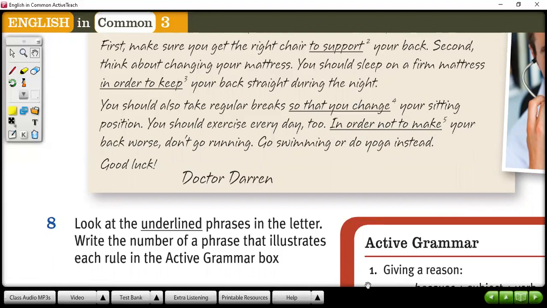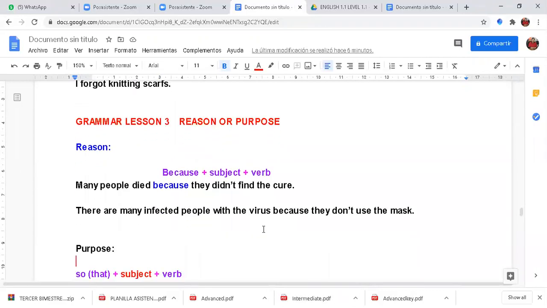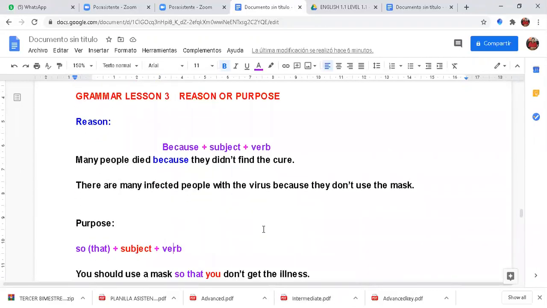Now let's explain with the examples that I have here. Lesson 3, reason or purpose. Reason or purpose, which one? Examples for reason. Now let's contextualize.